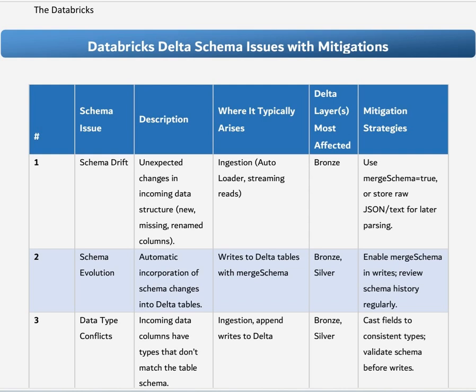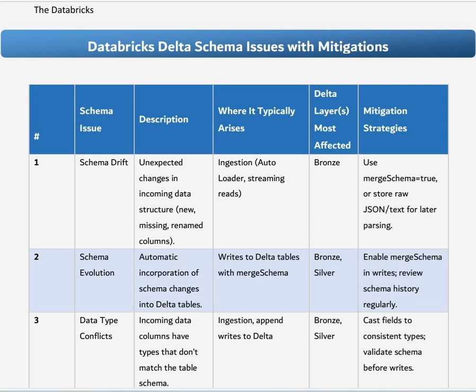Or sometimes it's more subtle, like you expect a precise decimal, but you get a float, which can wreck your calculations downstream if you're not careful. Yeah. This pops up a lot during ingestion, during appends. Again, bronze and silver layers are the hot spots. The document suggests casting fields explicitly before you write. Yes, that's often the most robust approach.